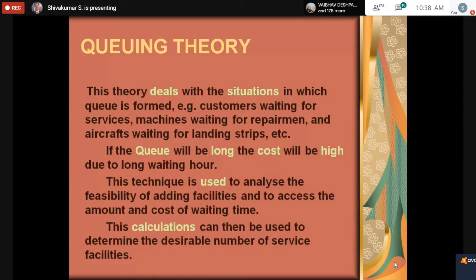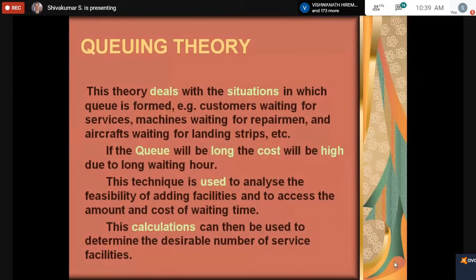This technique is used to analyze the feasibility of adding facilities and to assess the amount and cost of waiting time. For example, when a single server is unable to serve a big queue, they try adding facilities and have multiple servers. That saves waiting cost but leads to an extra expense also. So the technique analyzes whether it is worthwhile to add an extra server or facility, and assesses the cost of waiting time. These calculations can then be used to determine the desirable number of service facilities.